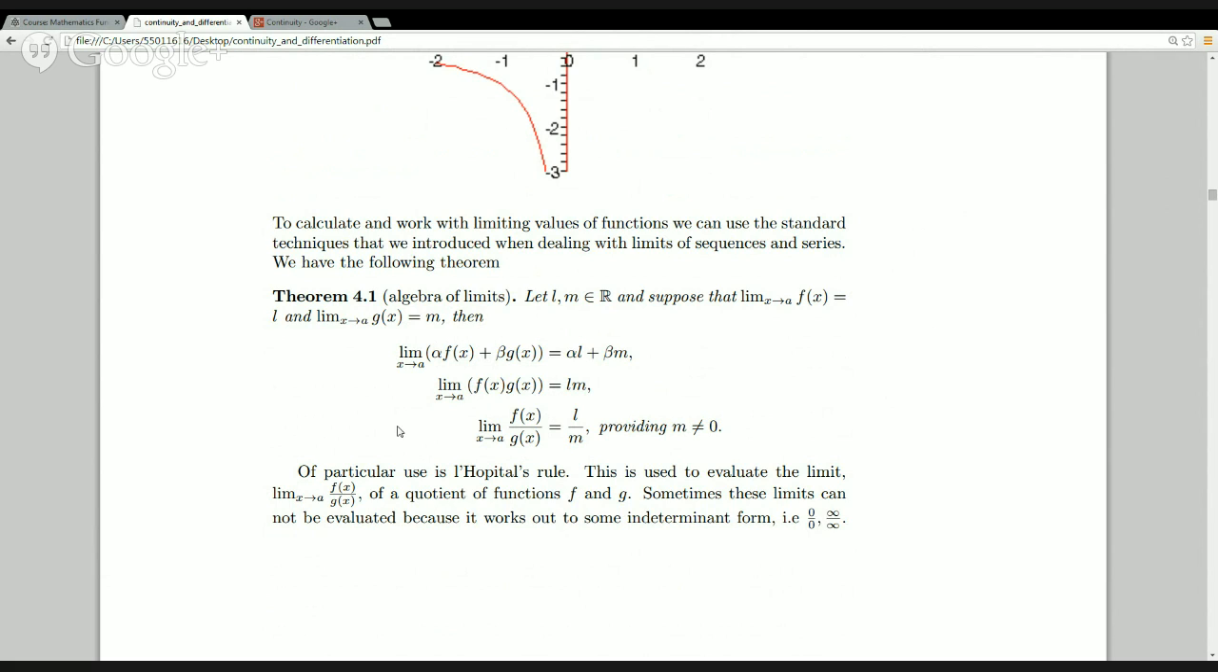So they're all structurally very similar results, and structurally almost identical to the similar results we looked at for sequences. The limit of a linear combination of two sequences was the linear combination of the limits. The limit of the product is the product of the limits. And the limit of the quotient is the quotient of the limits.